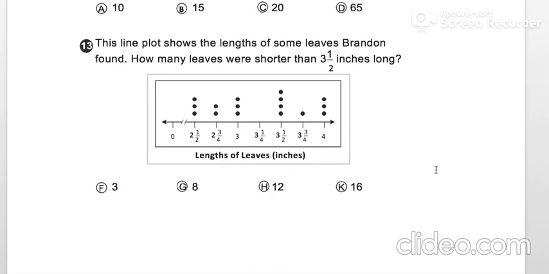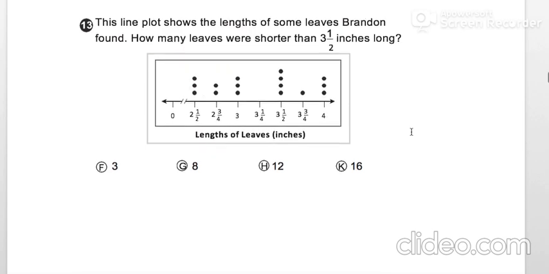This line plot shows the lengths of some leaves Brandon found. How many leaves were shorter than 3.5 inches long? So notice this line plot, they show the lengths of leaves in inches. So you're going to tell me how many were shorter than 3.5 inches. Use this line plot to help you. How many were shorter than 3.5 inches long?